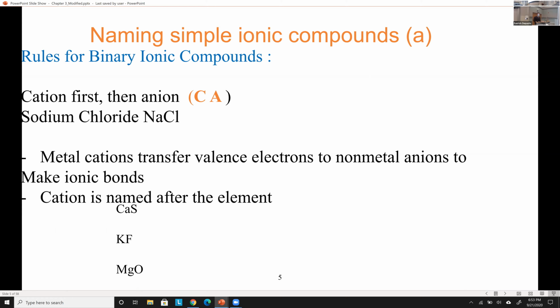So you take the periodic table name of the second element, the anion, and instead of making it an IDE ending, or INE, or whatever ending it is, you're taking off that last syllable and you're turning it into an IDE. So you change it to an IDE. So chlorine becomes chloride.